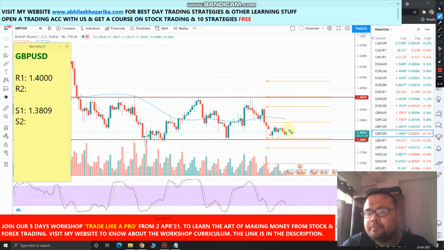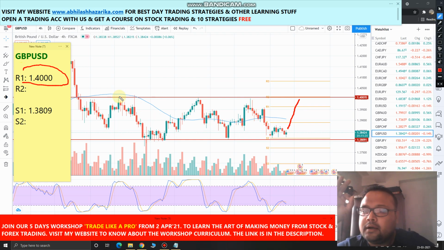And on the other hand, wait for the market to go up and hit this resistance 1.4000 level. This level has also got some sellers sitting, who are not allowing the market to go up. So wait for the market to go up and hit the resistance.